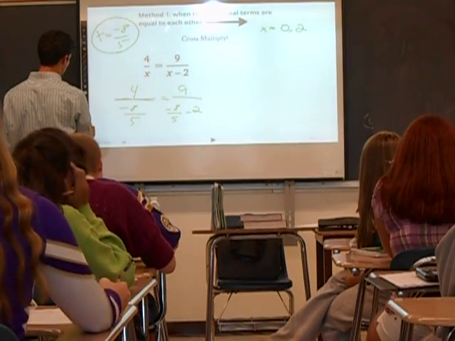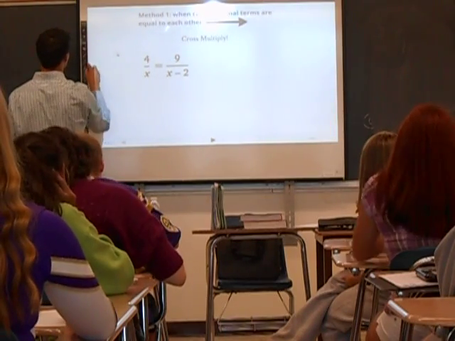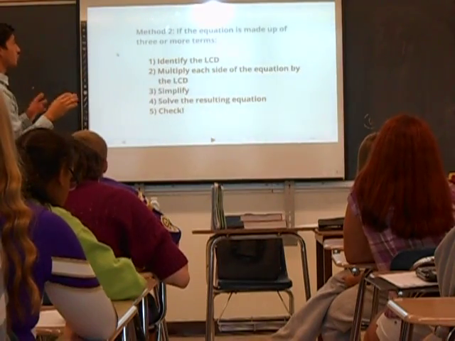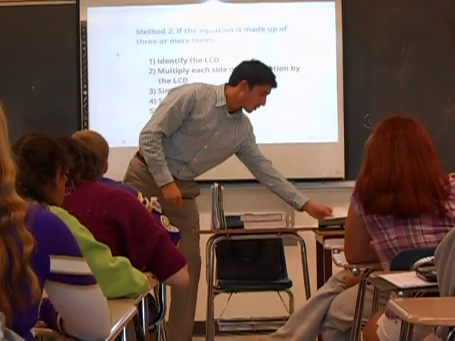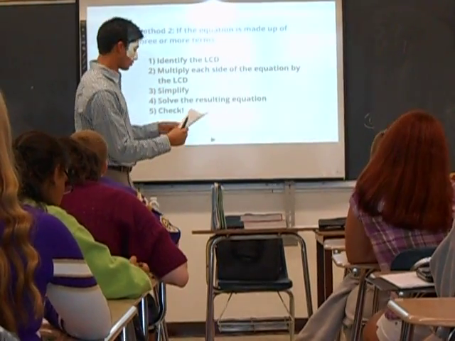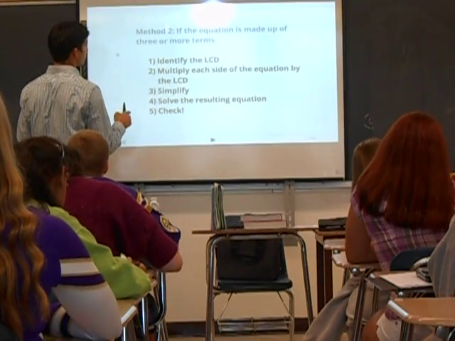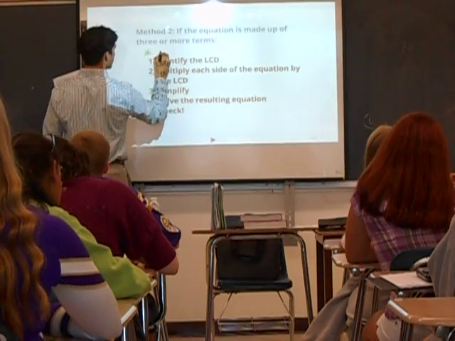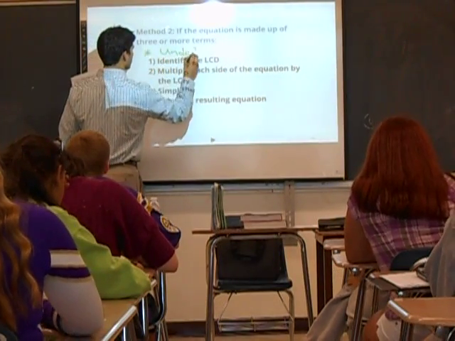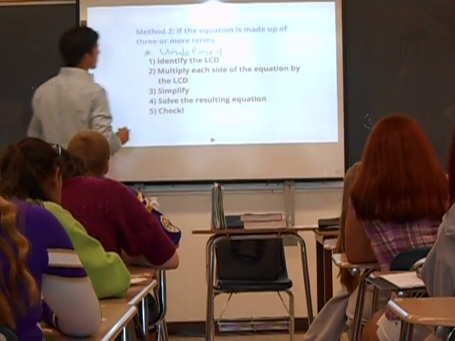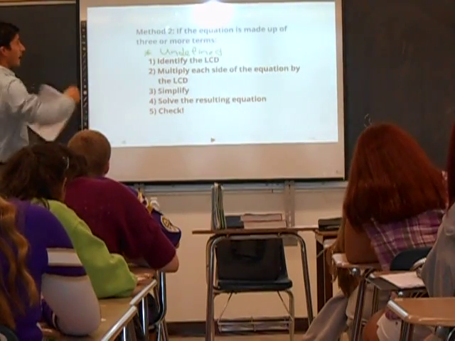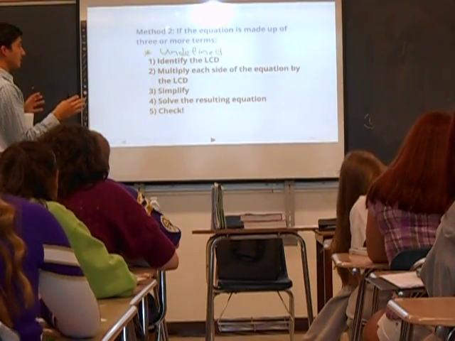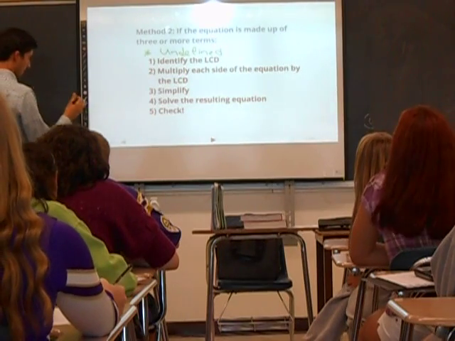So now let's go on to the next one. Okay, method 2. If the equation is made up of 3 or more terms, and if you look on your packet, you can see where this is being explained. There's an equation just like that. What we're going to do is identify the LCD, but even before that, I would say check where it's undefined, if you can. Then we're going to identify the LCD. And then we're going to do what we learned with adding and subtracting. We're going to multiply each side of the equation by that LCD, simplify, and solve.